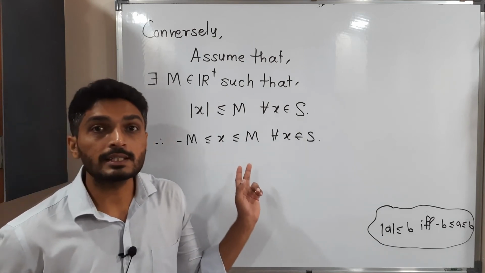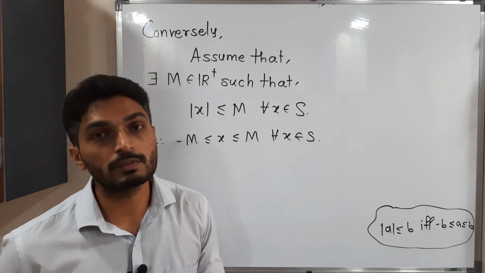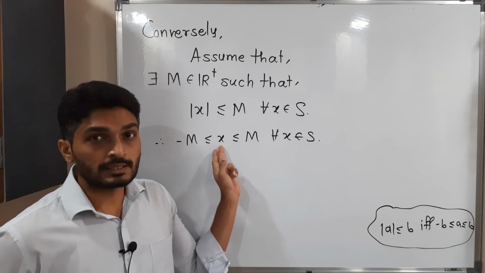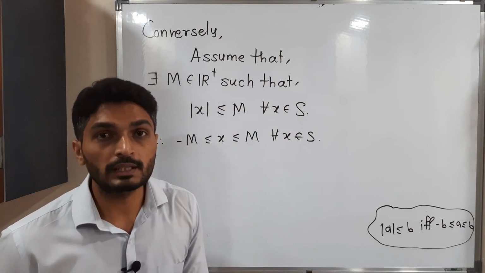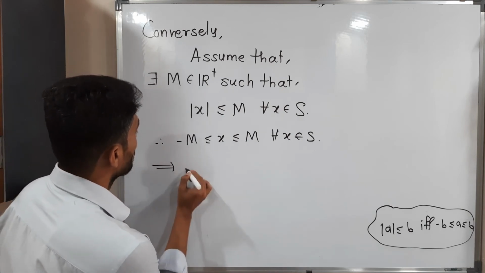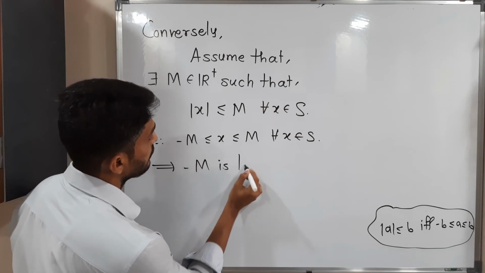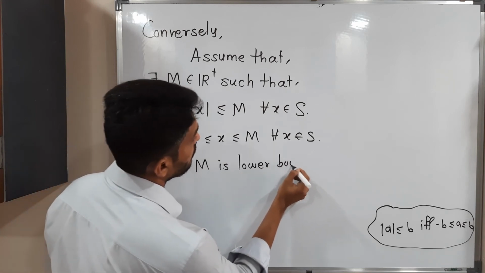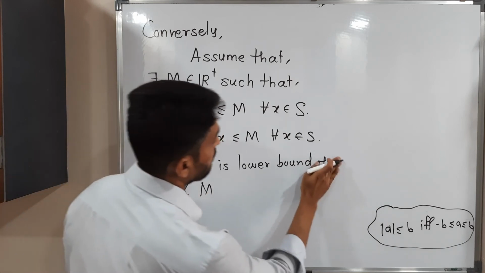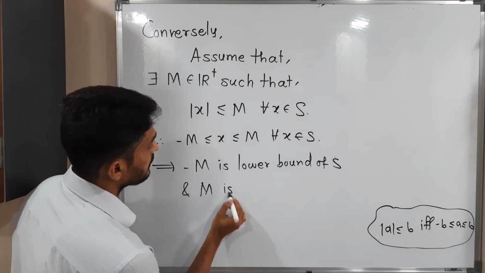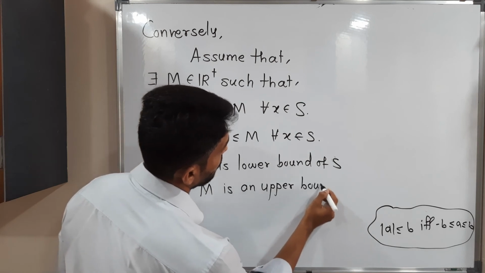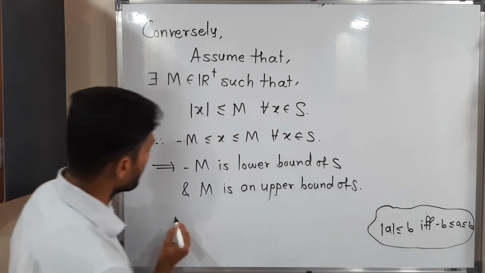All elements of S are greater than or equal to minus M. So that's why we can say minus M is a lower bound of S, as well as all elements of S are less than or equal to capital M. So therefore we can say capital M is an upper bound of S. So I will mention that thing. So implies minus M is a lower bound of S and capital M is an upper bound of S. That is a very important thing we get.